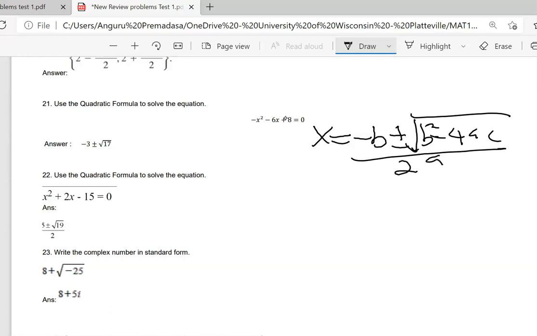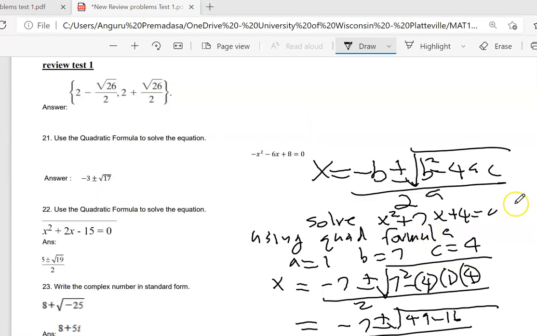So let me do a similar problem, like the one that we have here, trying to use the quadratic formula. Suppose you want to solve x squared plus 7x plus 4 is equal to 0. So the first thing to do would be to identify the coefficients. So a would be just 1, b would be 7, c would be 4. And then you go up here and plug that in.